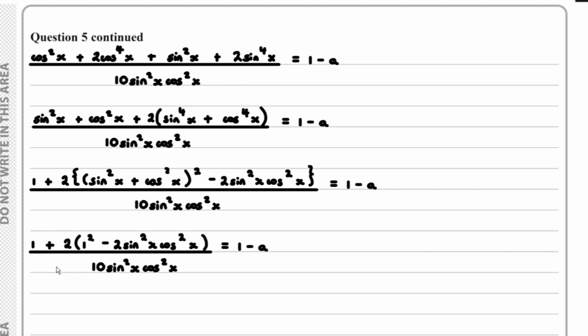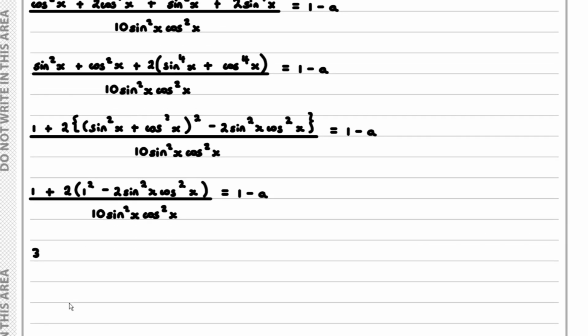Let's expand. I've got 1 plus 2 times 1 squared, which is 3. And then I've got 2 times minus 2 sin squared x cos squared x, which is minus 4 sin squared x cos squared x. I divide this by 10 sin squared x cos squared x. This is equal to 1 subtract a.